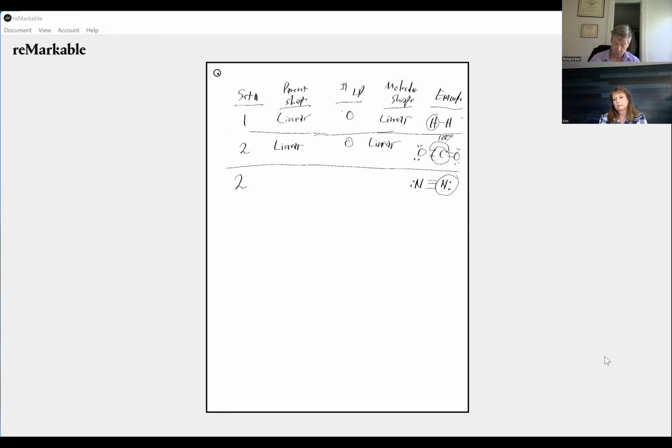Let's look at every embalmer's favorite compound. Formaldehyde. Obviously, we're going to use carbon as the central element. How many things are trying to arrange themselves around the carbon?